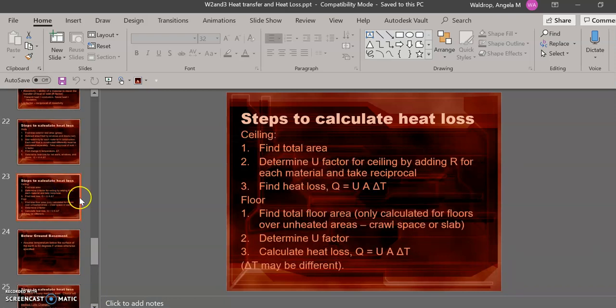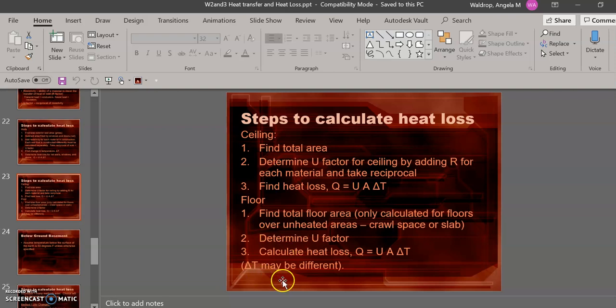Now you'll need to pretty much do the same thing for the ceiling and the floor. For the ceiling, you consider the top floor only. This is because only the ceiling on the top floor is exposed to the outside. The resistivities and U factors will be different because it has a different cross section. The floor needs to have this done as well. You only calculate this for the floors over unheated areas. This includes a crawl space under the building or the concrete slab foundation at the very bottom.